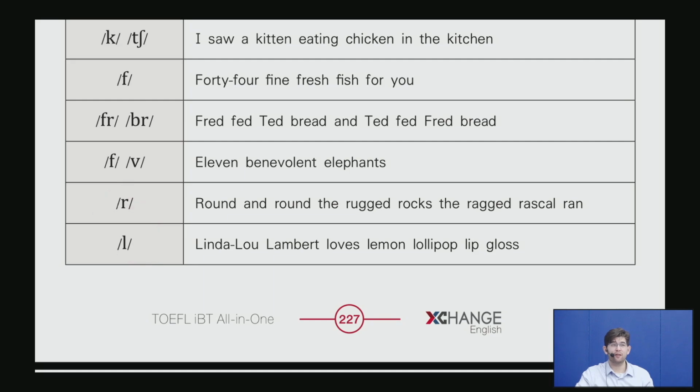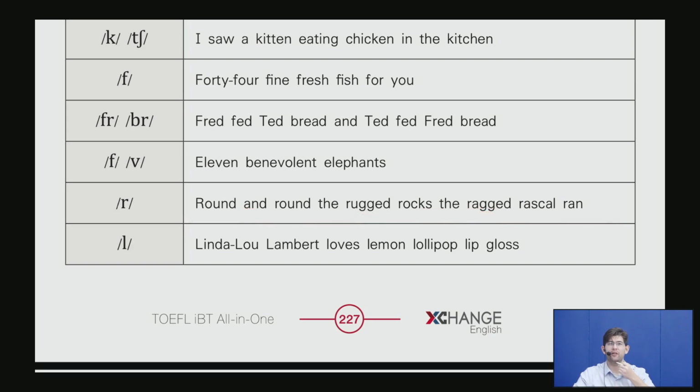R's and L's are another similar sound. They're very similar with our mouth and our muscular control. So they're also really important to practice next to each other and independently. So here we go. Round and round the rugged rocks the ragged rascal ran. Lots of R's rolling in my mouth. Let's try this again. Round and round the rugged rocks the ragged rascal ran.